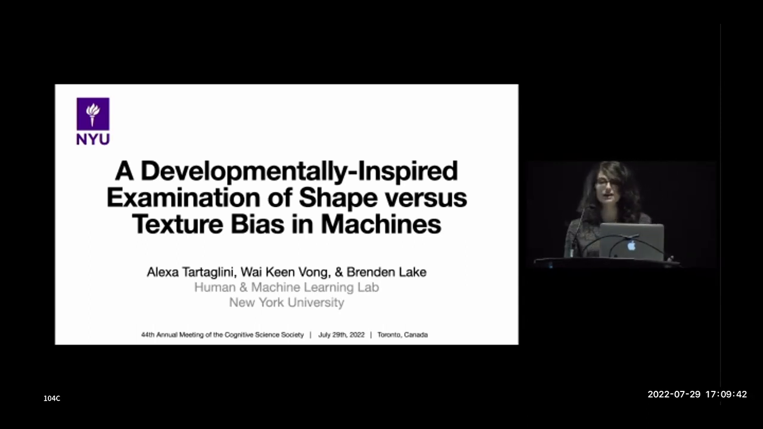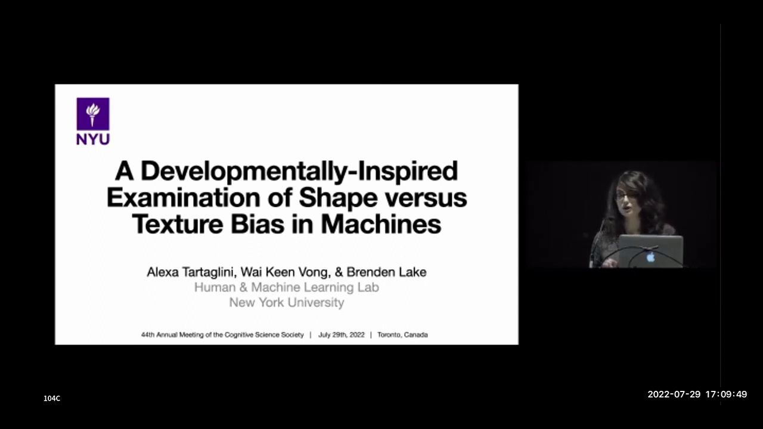I'm an undergraduate working with Joaquin Vong and Brendan Lake at New York University's Human and Machine Learning Lab. And today I'll be presenting our work in which we show that deep neural networks, which have previously been shown to demonstrate a strong texture bias, actually demonstrate a shape bias when tested using a procedure that resembles the shape bias test used by developmental psychologists.